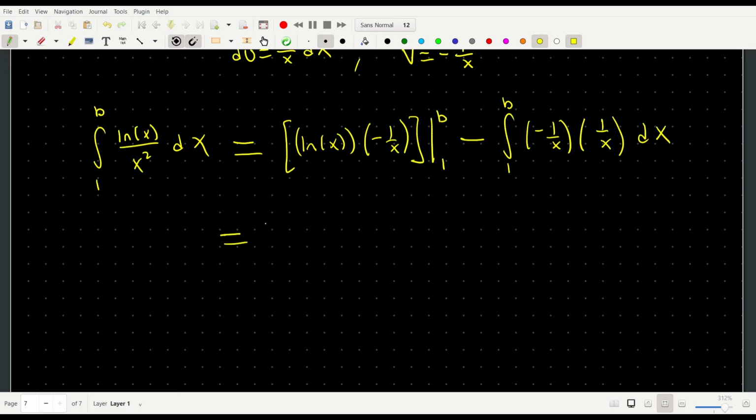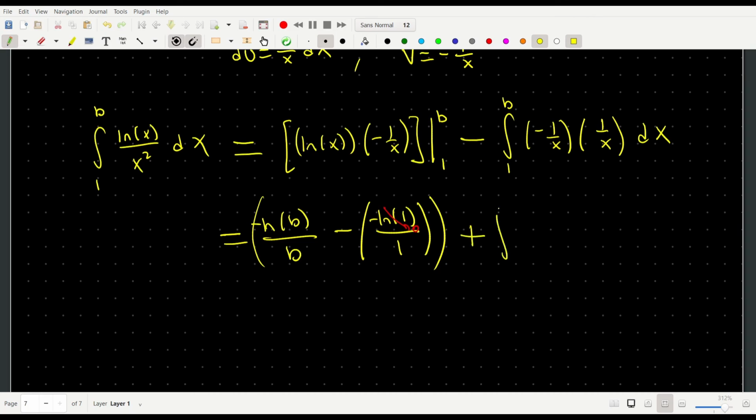And so this is going to be negative ln of b over b. And then when you plug in 1 here, so minus negative ln of 1 over 1, that's this first term. This is going to be 0. And then negative times negative is positive, the integral from 1 to b of 1 over x squared dx.